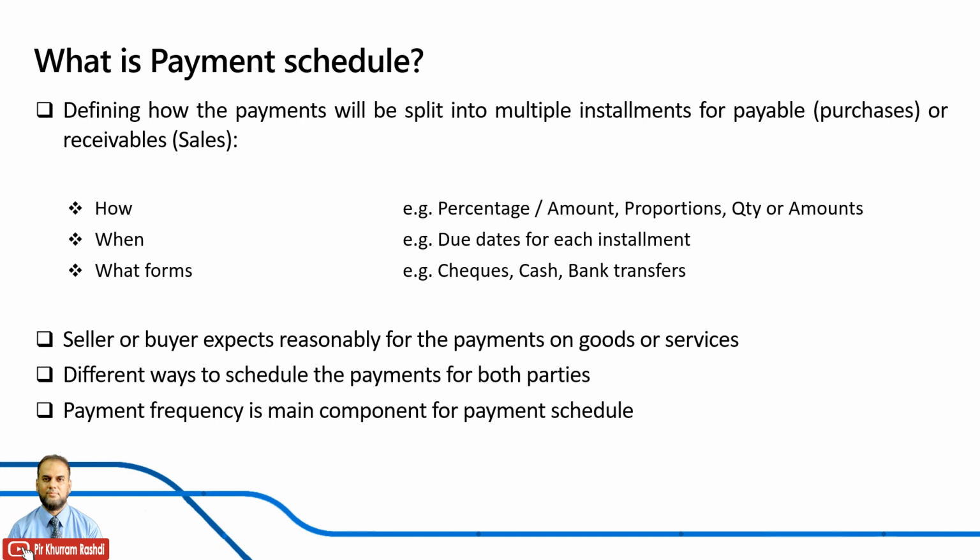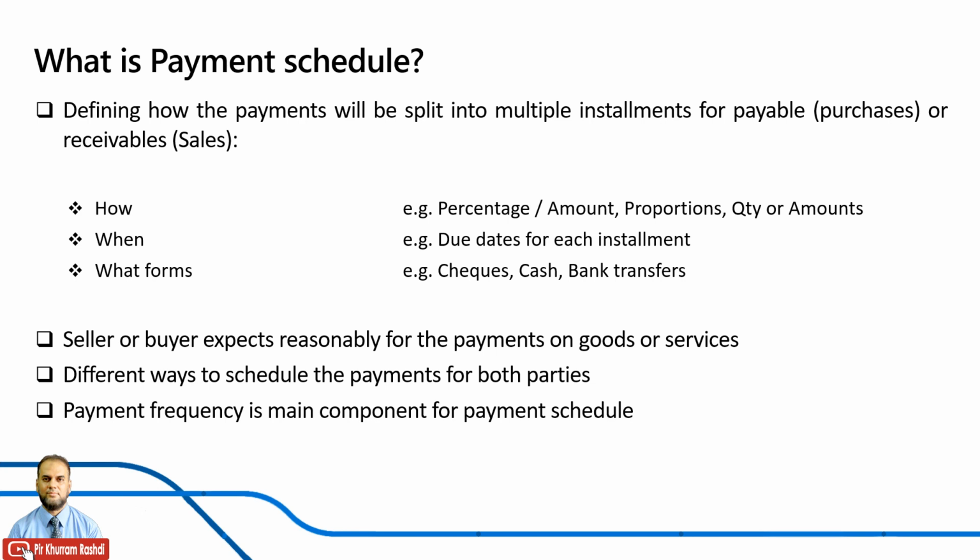Then there is when, how, and what forms. When is when the due date for each installment will be calculated, how it will be calculated, and what forms, like checks, cash, bank transfers. That is done through terms of payment, because terms of payment is related with payment schedule. Both are linked. In terms of payment you can link the payment schedule. So we will see it later.